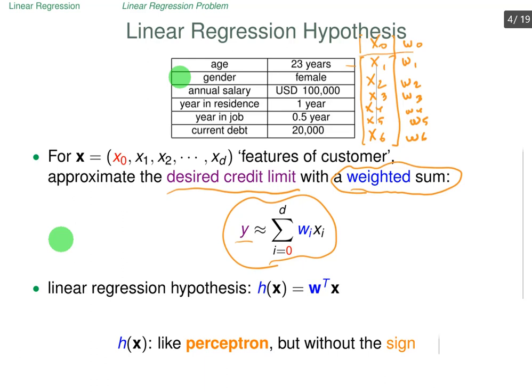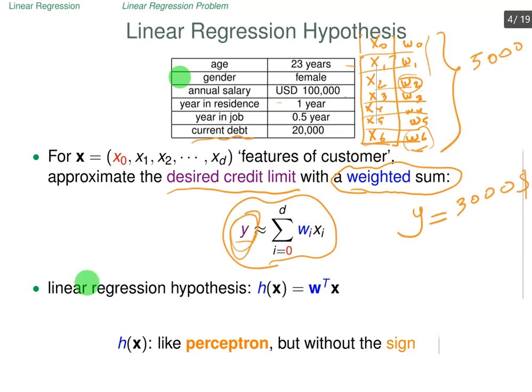So each feature is combined with a different weight. The current debt can be associated with a negative weight. So w6 could be a negative weight value, while annual salary can be given a much more positive one. The linear regression hypothesis will consist of the following class of functions, h of x equals w transpose x.